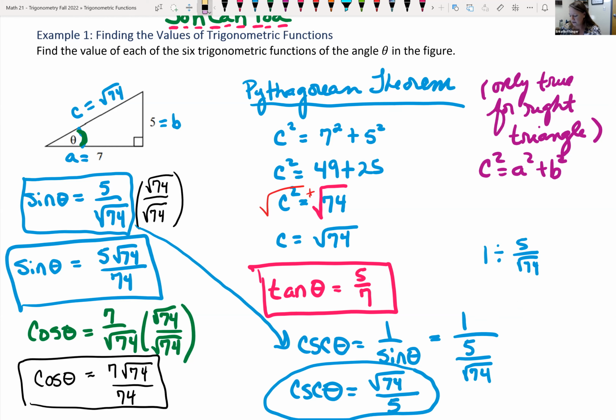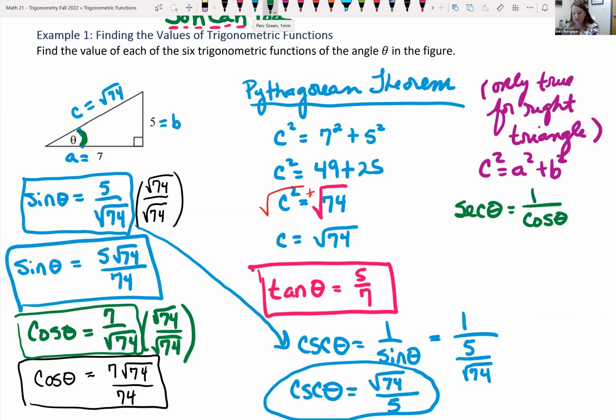I'll erase some of this just to save some room. So secant theta again is the reciprocal of cosine theta. So it's 1 over cosine theta. So again, let's look at it before we rationalized our denominator and just flip it. So this is the same thing as square root of 74 all over 7.